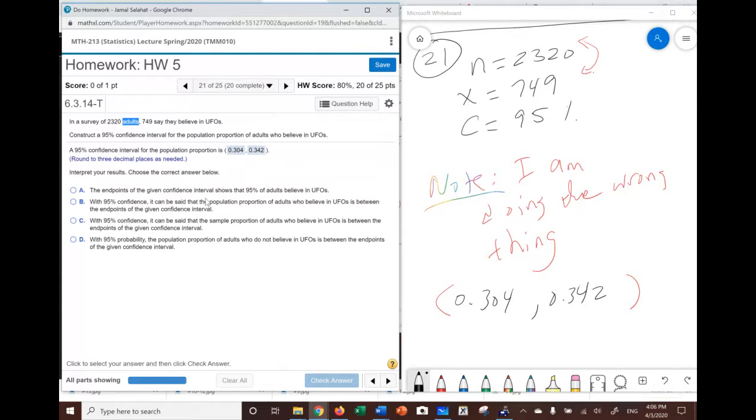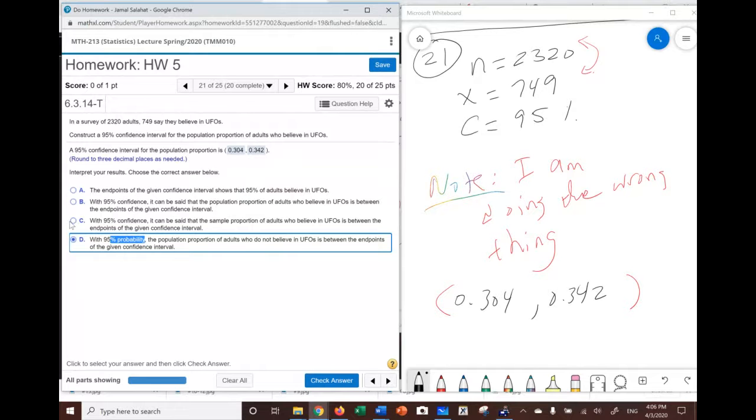We can say with 95% confidence. Notice in here, this part A talks about confidence, or actually it does. The endpoints of the given interval show that 95% of adults believe in UFOs. No. This talks about probability, 95% of US adults. No. Now, B, C, and D. B talks about with 95% confidence. Lovely. C talks about with 95% confidence. Good. D talks about with 95% probability. Forget that because we're not talking about probability.